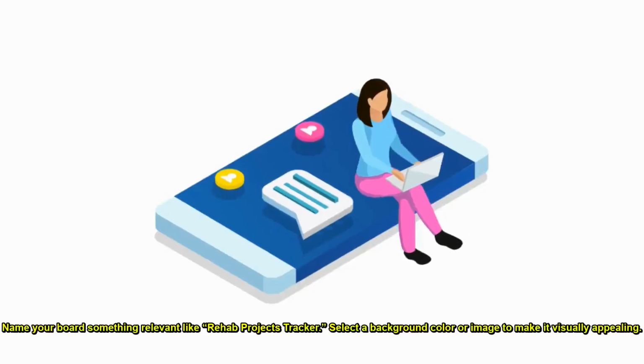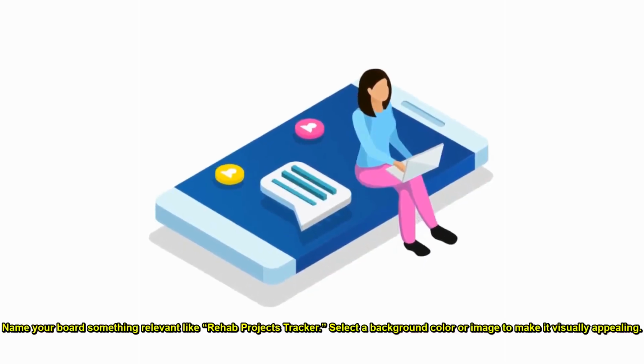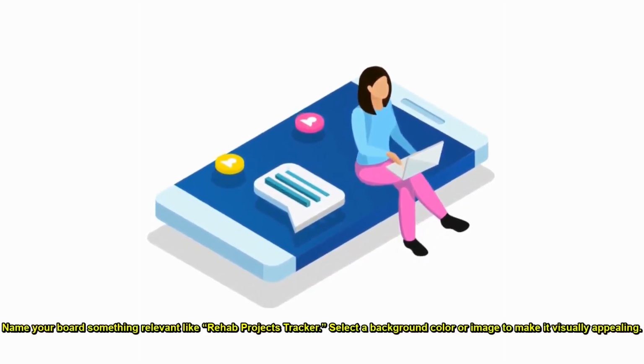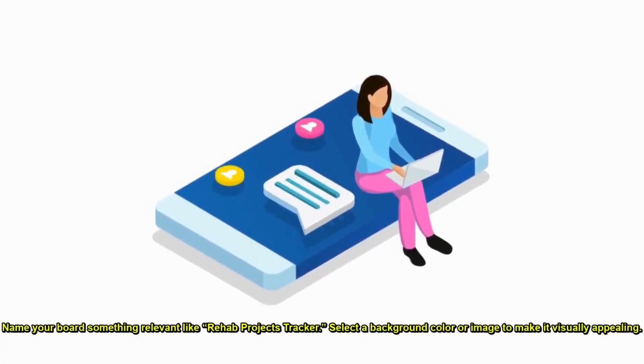Begin by logging into your Trello account. If you don't have one, go ahead and create a new account. Once you are logged in, click on the Create New Board button. Name your board something relevant like Rehab Projects Tracker. Select a background color or image to make it visually appealing.